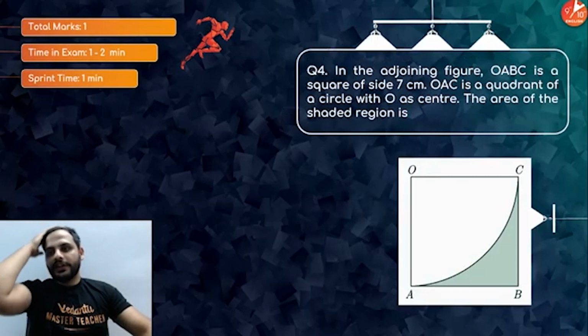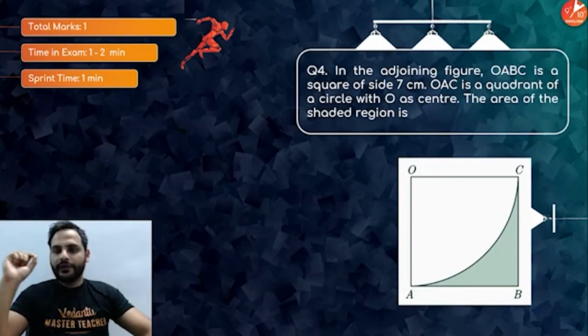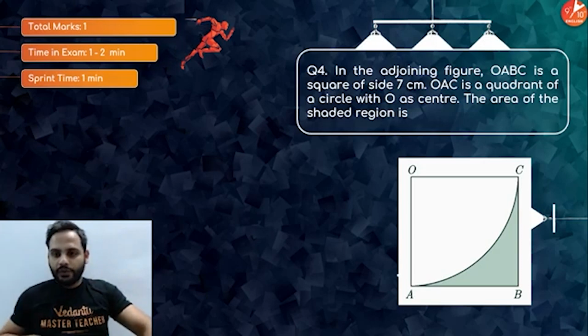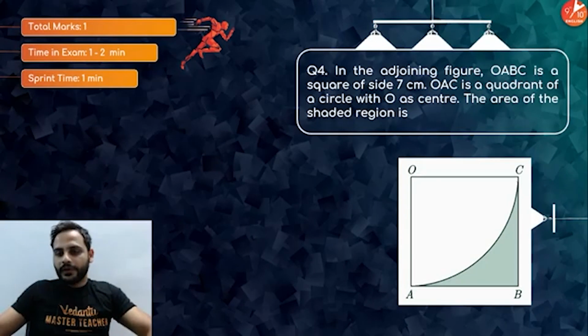In the adjoining figure, OABC is a square of side 7 centimeter. OAC is a quadrant of a circle with O as center. Quadrant means one-fourth of a circle. That means this is a 90-degree angle, right? All of us know. ठीक है, find the area of the shaded region.